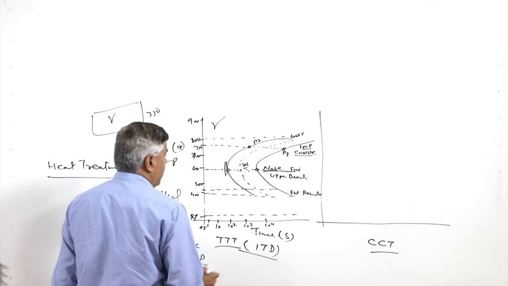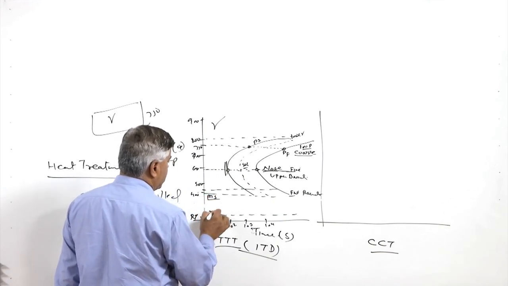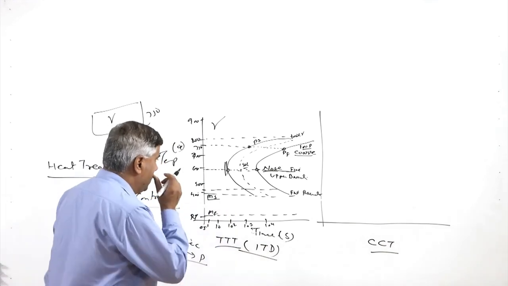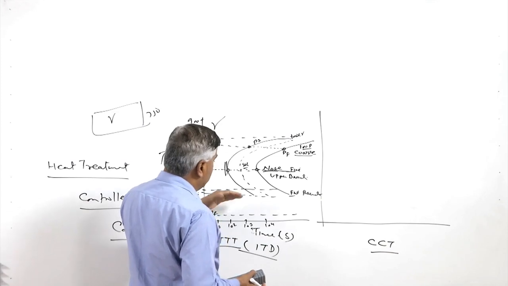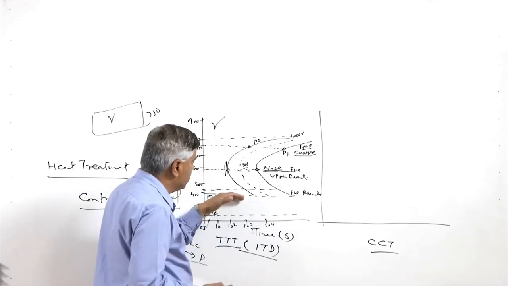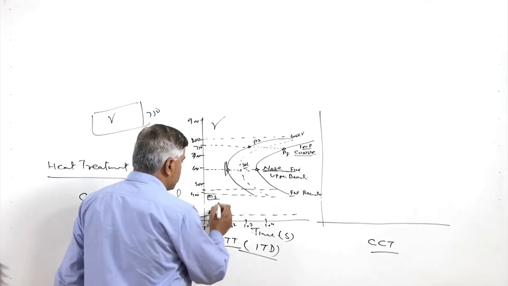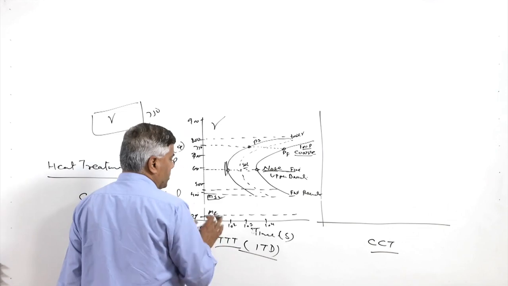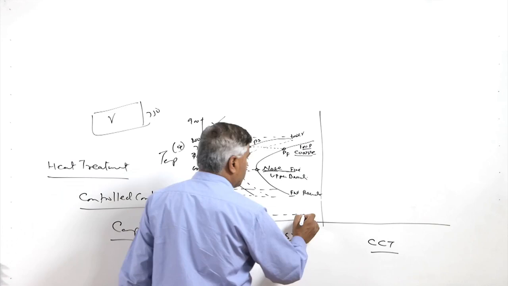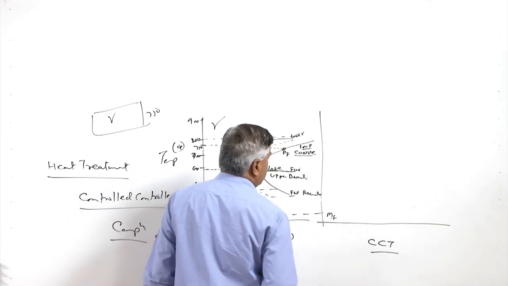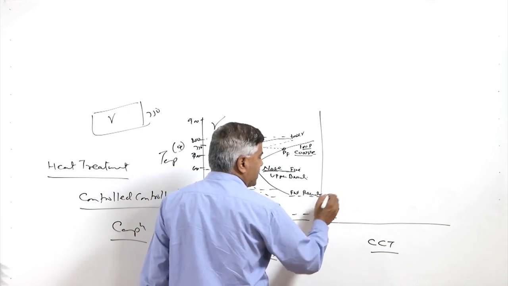If we see, this is the martensite start temperature, and this is the martensite finish temperature. This is the temperature below which, if the steel is quenched or cooled, it will lead to the martensitic transformation, austenite to martensite. So, this is the martensite start transformation line, and this is the martensite finish transformation line.